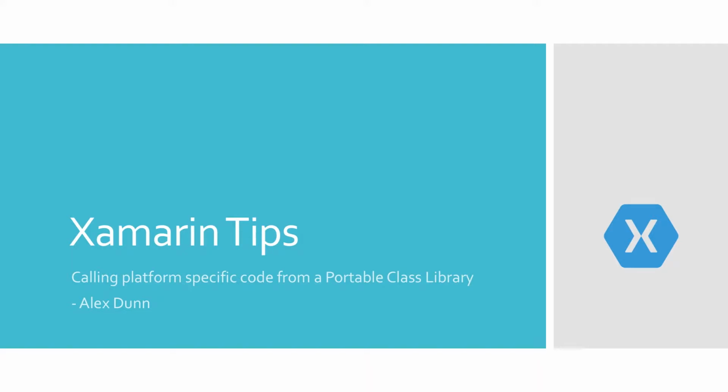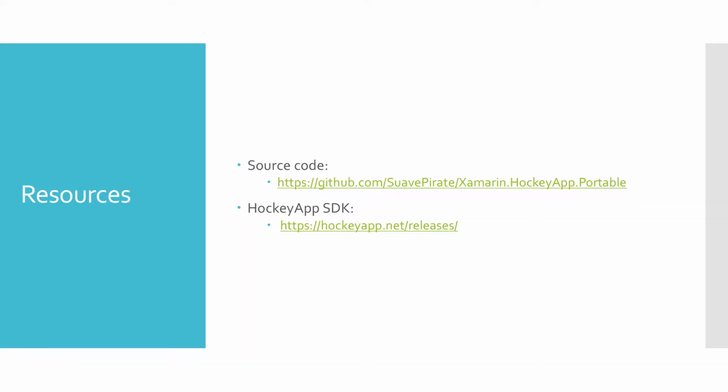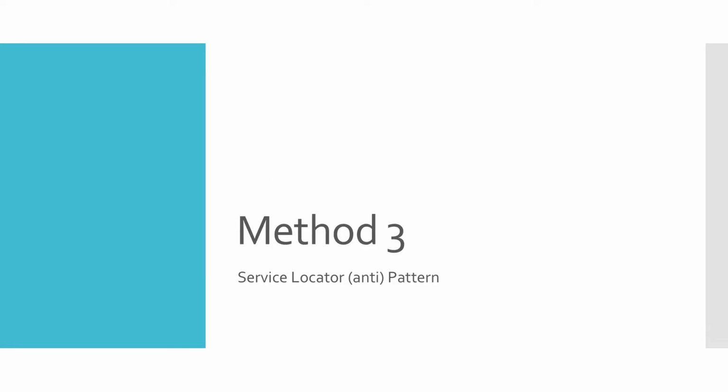We're going to look at our third way for calling platform-specific code from our portable class library. If you haven't seen any of the previous videos, we've put the source code up on GitHub for it. And we also have a link here to the HockeyApp SDK, since that's the platform-specific code we're going to be implementing in our PCL. So our third method is the Service Locator pattern, which is really an anti-pattern.